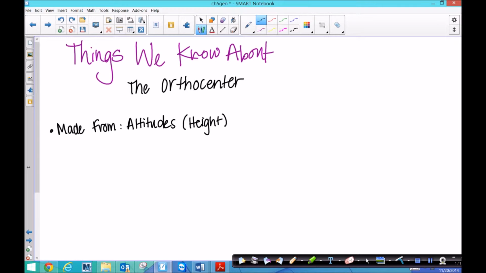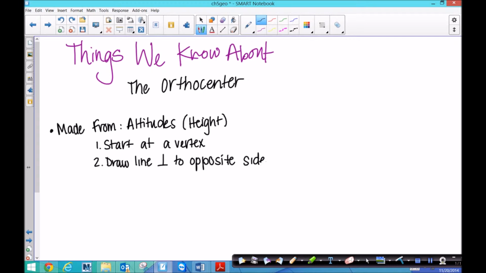And the main thing that we need to know about that is how to make a height. We're going to make a height by finding two things. You need to start at a vertex, and then you need to draw the line that's perpendicular to the opposite side. And we'll do an example of this in just a moment.